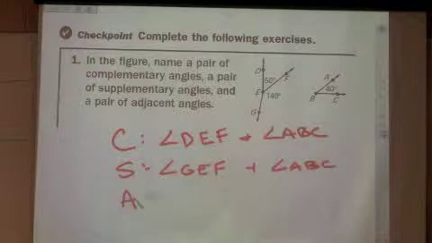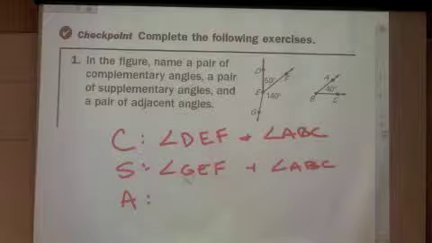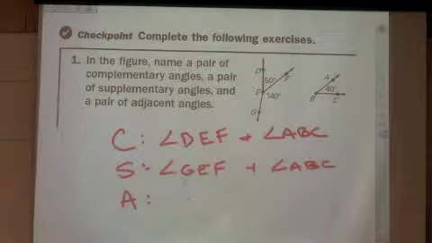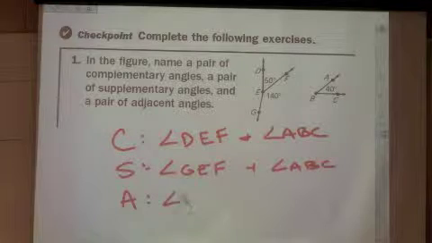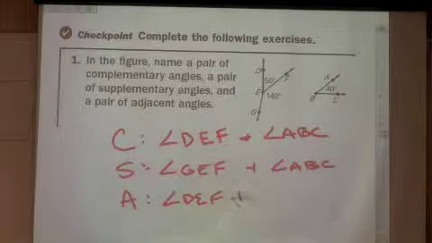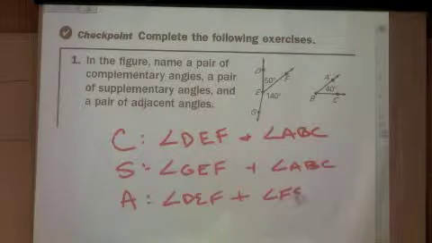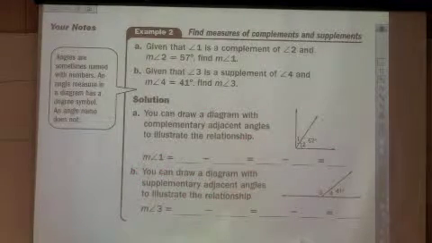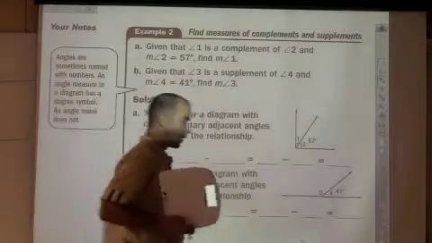Add a pair of adjacent angles. Cuff? DEF and F and G. Yeah. Just two angles that are beside each other. Very good. Okay, let's cruise to example number 2. So now we have to use a little algebra.